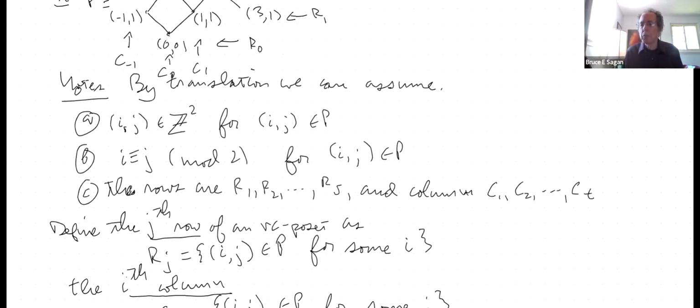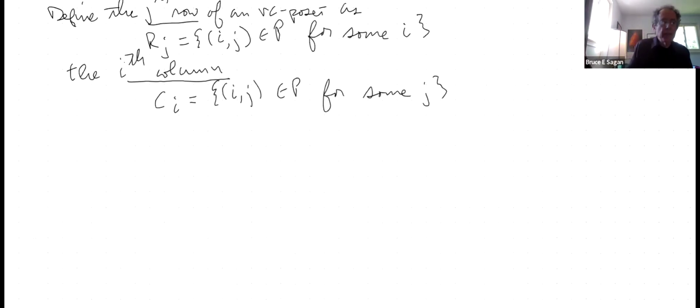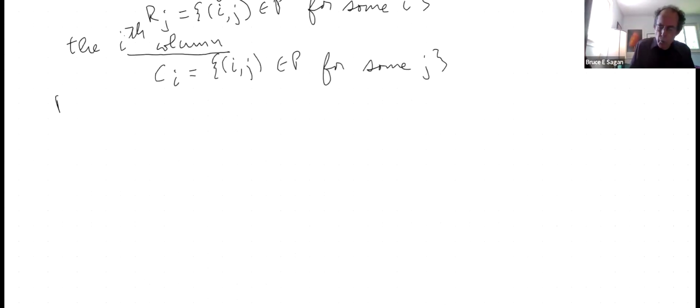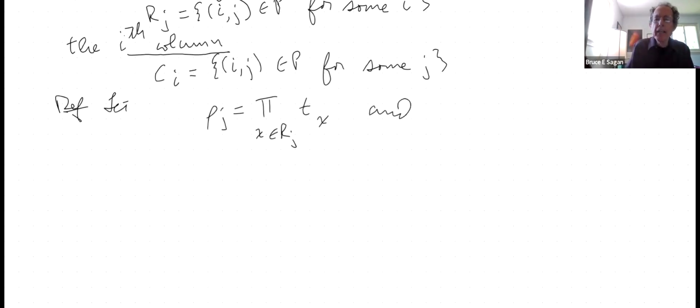Okay, so here's the crucial definition. Sorry for all the definitions, but it's necessary. We're going to define two products of toggles. Row J, which is going to be the product of all the toggles in the jth row. And similarly, kappa I for the columns.